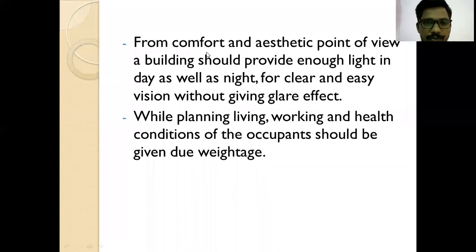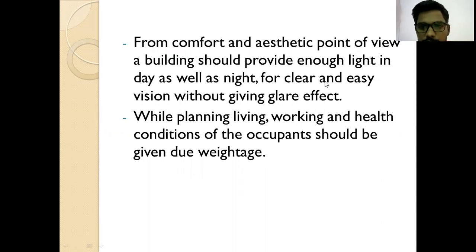Next point is comfort and convenience. In that, along with the grouping, we also have to concentrate on other things, such as the aesthetic point of view. Whatever vision is there in that particular building, vision should be there. Means proper daylighting we have to provide, as well as at night, whatever light is there, it should be clear.